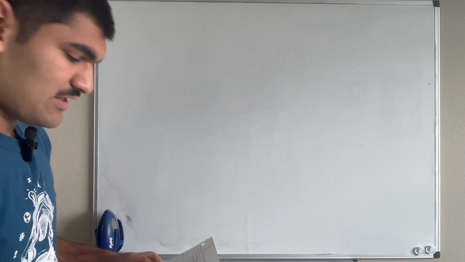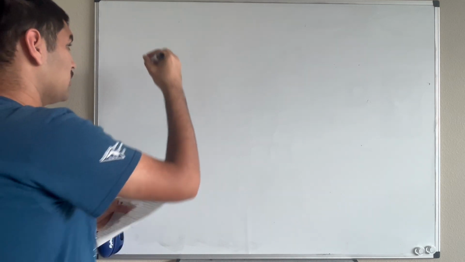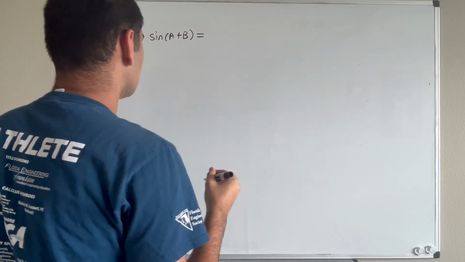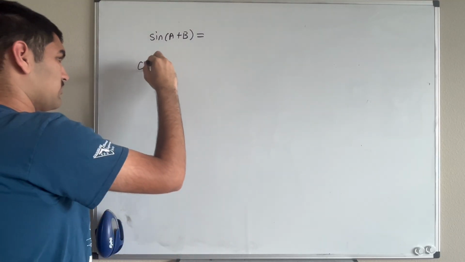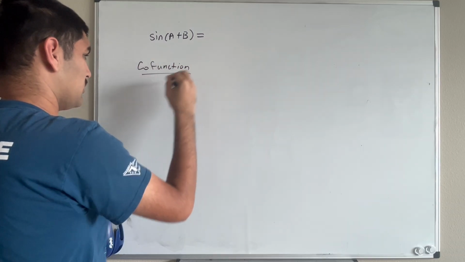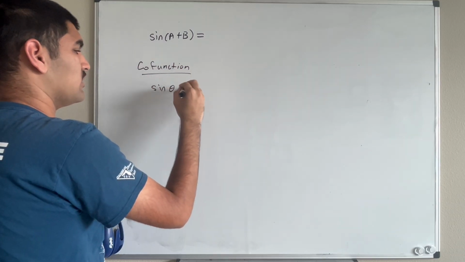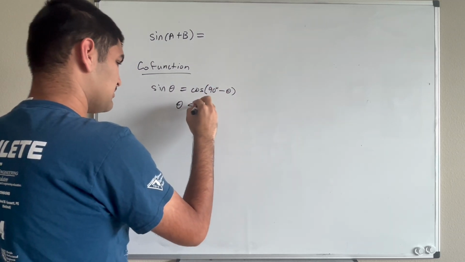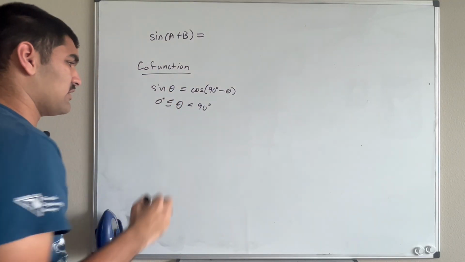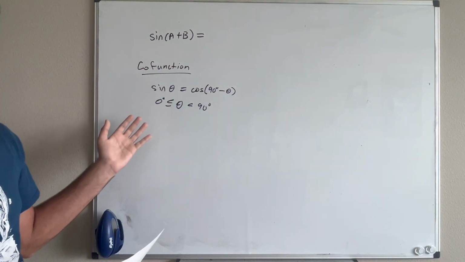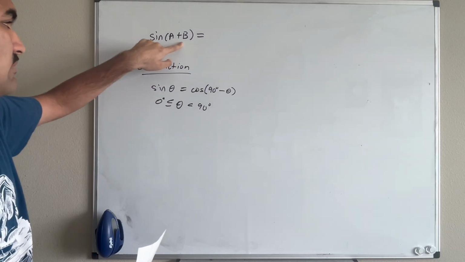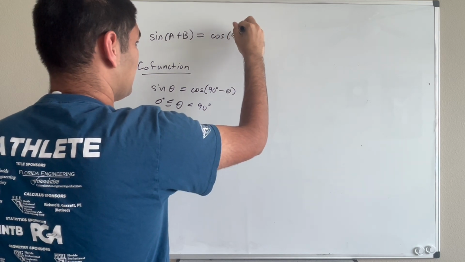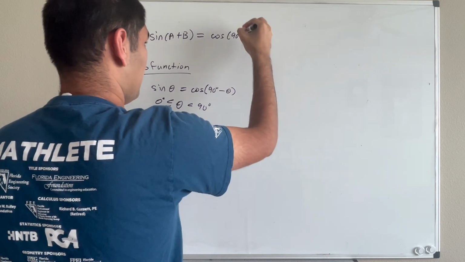All right, so now let's derive sine of A plus B. So from our cofunction identities, recall that if we have sine of theta, this is equal to cosine of 90 degrees minus theta, as long as theta is between 0 and 90 degrees, right? So that's from our cofunction identities. So sine of A plus B, we can rewrite this as cosine of 90 degrees minus (A plus B).